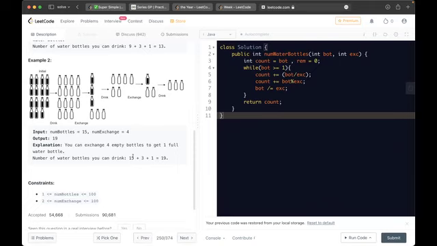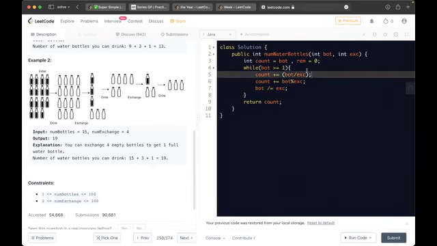Count plus equals bottle by exchange. That is, it will become 0. So bottle modulo exchange. Ma'am, then the 2 bottles that remain, 2 modulo 3 will fail and come out. Why are you adding it in count twice? Ma'am, this is a quotient and this is remainder. Quotient is this bottle and remainder is remaining bottle.